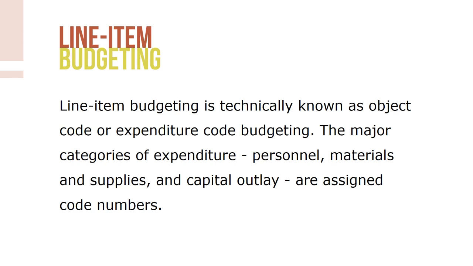Line item budgeting is technically known as object code or expenditure code budgeting. The major categories of expenditure, personnel, materials and supplies, and capital outlay, are assigned code numbers. Because of its high value in promoting financial accountability, line item or object code budgeting has become the most durable and commonly used budget format throughout the public sector. Line item budgeting forms the base of many types of financial analysis.